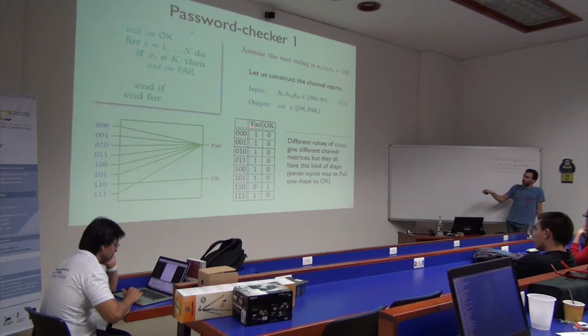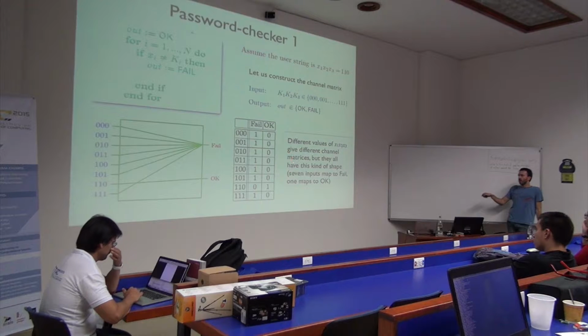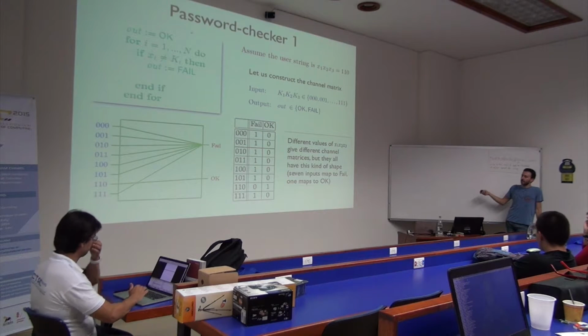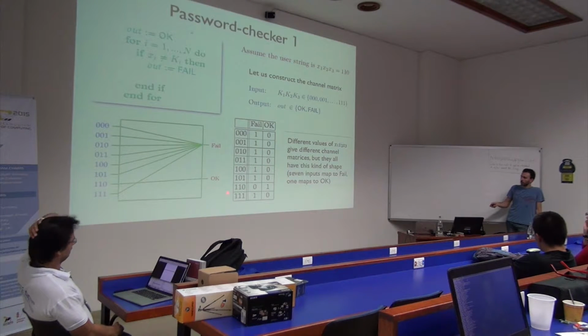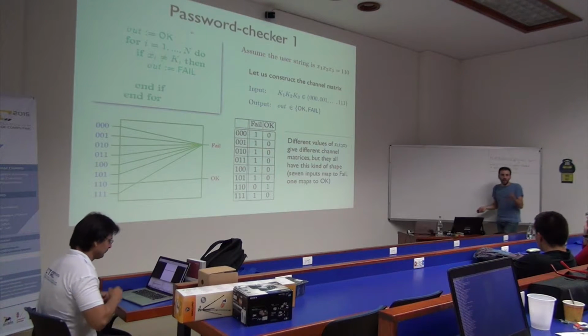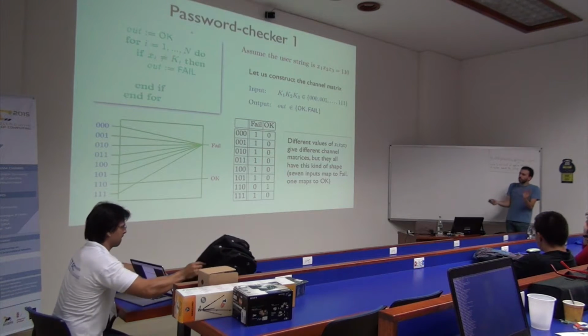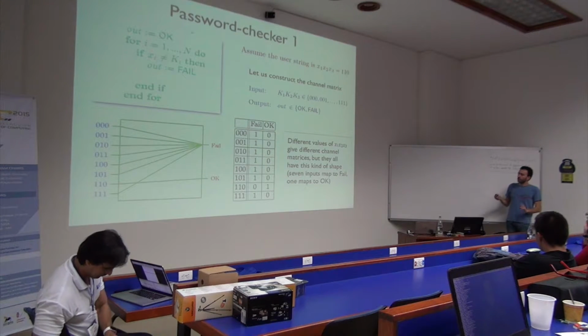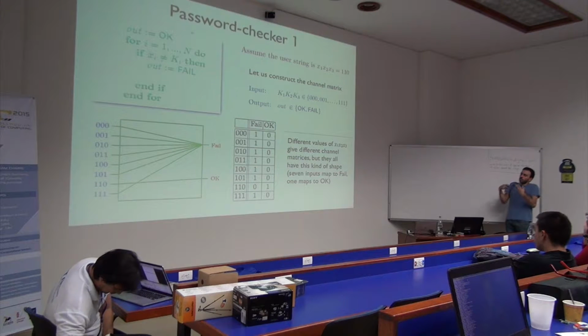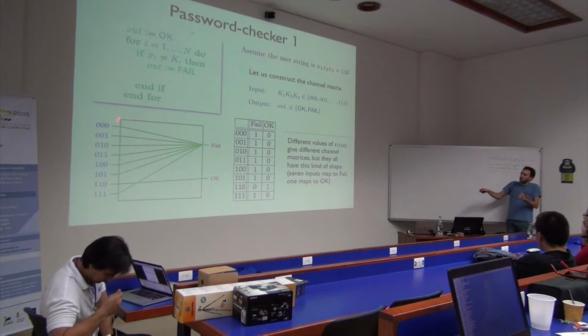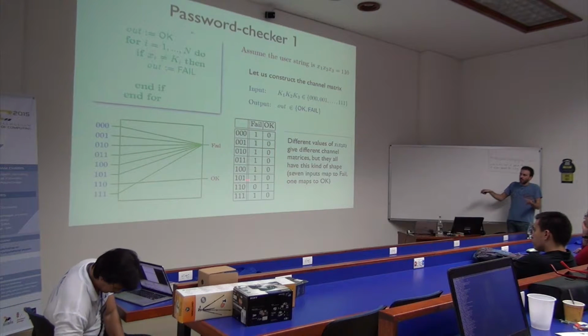Every secret will give fail with probability 1 and OK with probability 0, except the actual password that was given by the user, 110, where it's the opposite. It will give OK for sure and fail never. So there is no probabilistic behavior here. Privacy comes from the fact that most of the secrets, all of them but one, are mapped to the same observation.